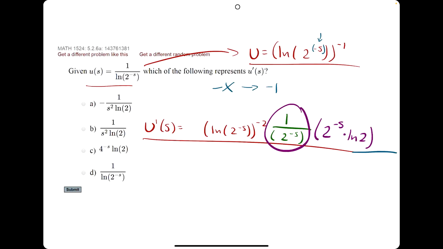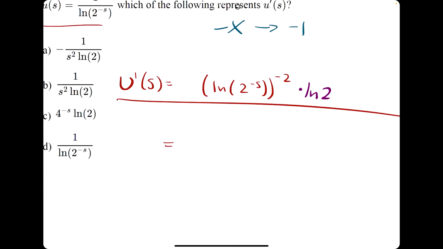We have 1 over 2 to the negative s times 2 to the negative s. We could think of this as 1 over x times x. That's just going to be 1 because we're taking something and multiplying it by its reciprocal or inverse. So in other words, these cancel each other out.